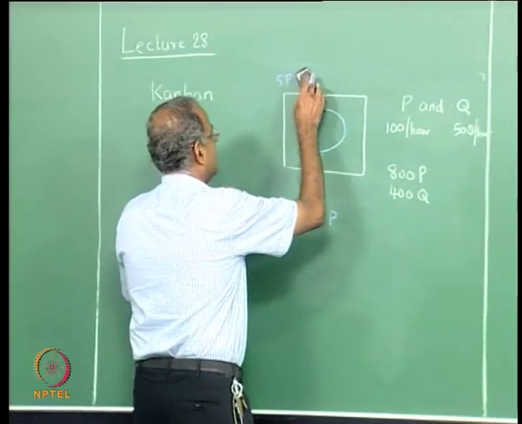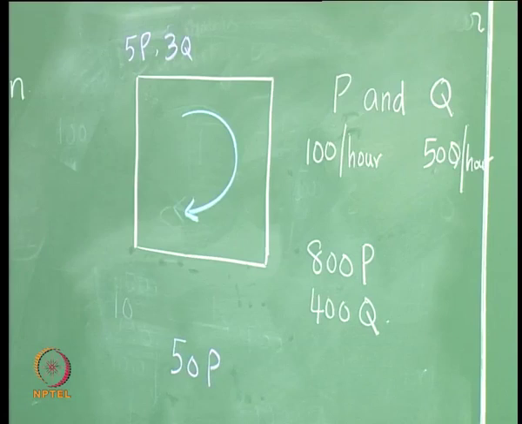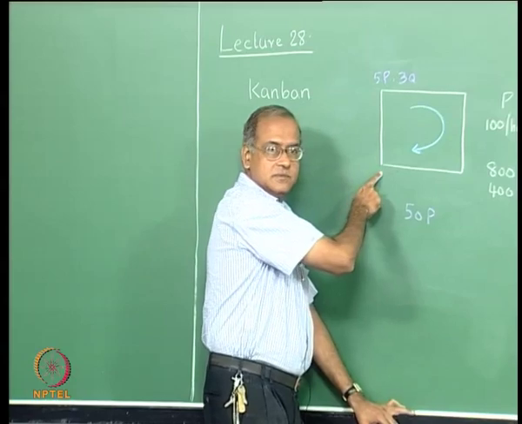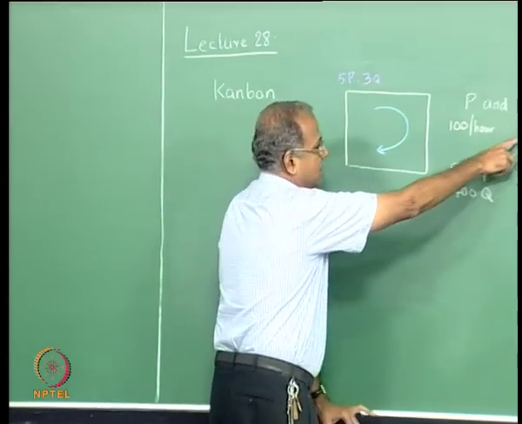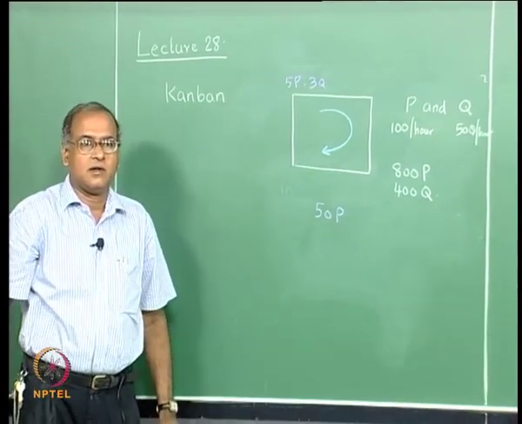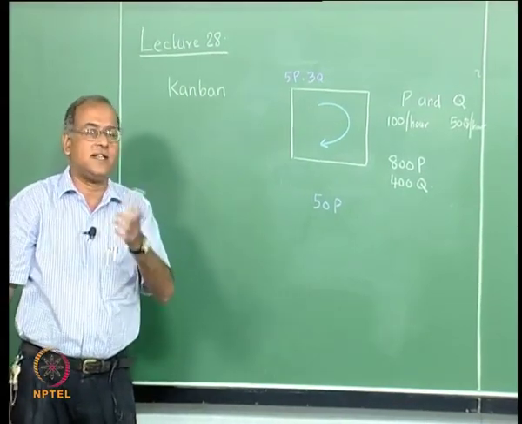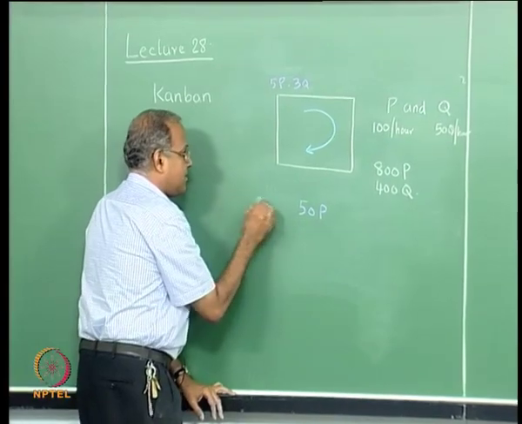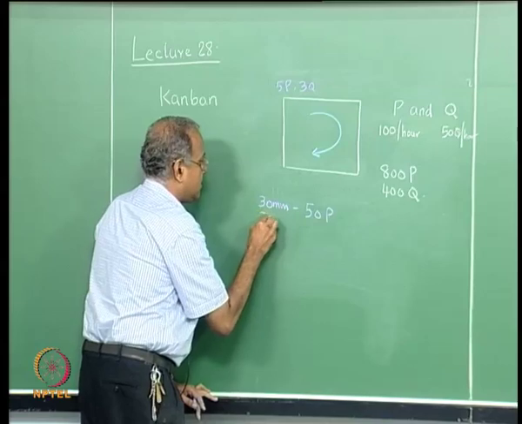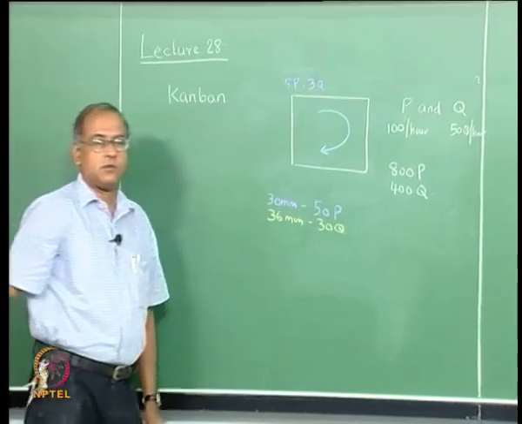So let us say I do 3 of Q. I release 3 containers of Q. Now, these 3 containers of Q will be done in about 36 minutes. In 1 hour I can do 50, so 10 I can do in 12 minutes. So in 30 minutes I do 50 of P, and in 36 minutes I do 30 of Q.